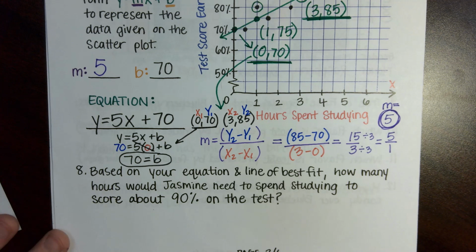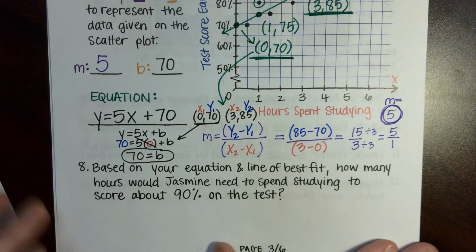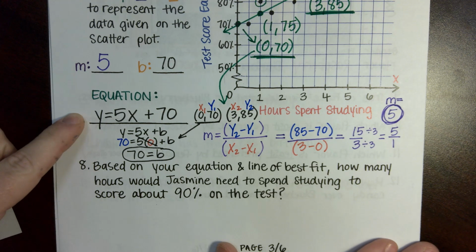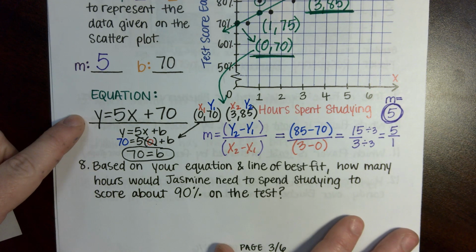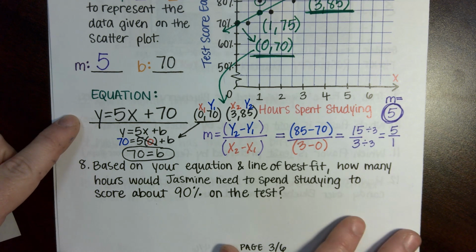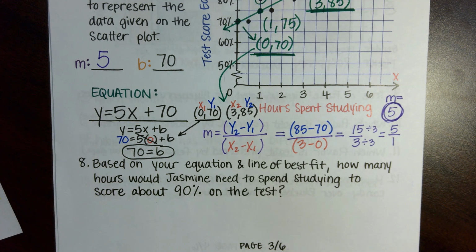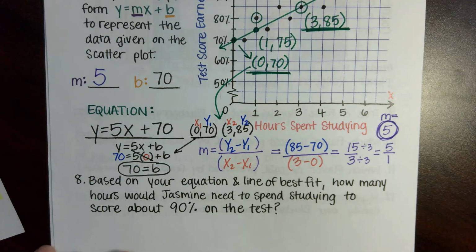It says, based on your estimation of the line of best fit, so based on that equation we found, how many hours would Jasmine need to spend studying to score about 90% on the test? How would we solve this? Since all we have to solve for is x, we can set up the equation and replace the y with that 90%. Awesome.